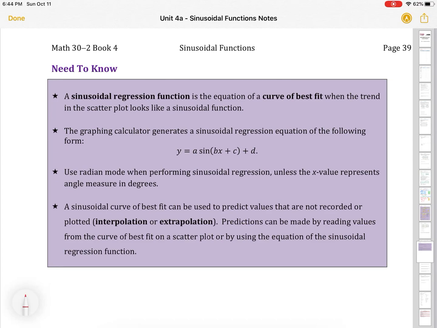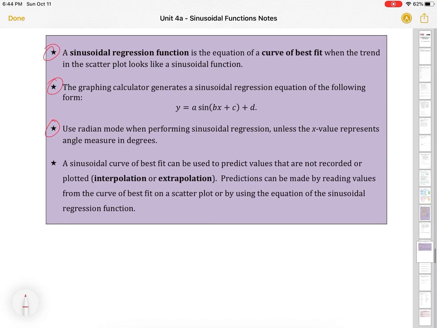But we're doing the same thing we did with the other ones. Now, use radian mode. The graphing calculator is going to do a lot of your work for you. And a sinusoidal curve of best fit can be used to predict values that are not recorded. So interpolation or extrapolation. The three we did on the example were all interpolation. But you might actually need to extrapolate. Remember, you can always change the window if you need to.